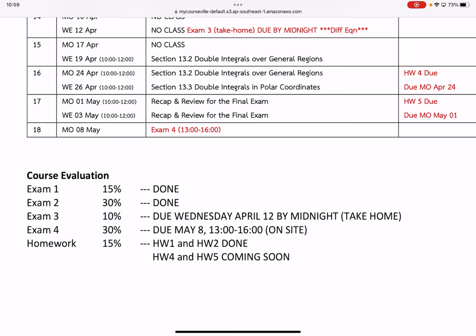And then homework 4 is already up. Homework 5 coming soon. And then the final exam is going to be on the first day, May 8th. That's the first day actually for the final exam. Does it make sense?